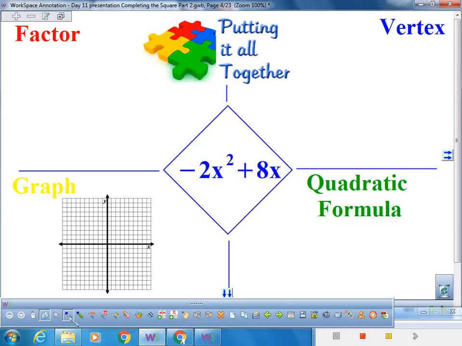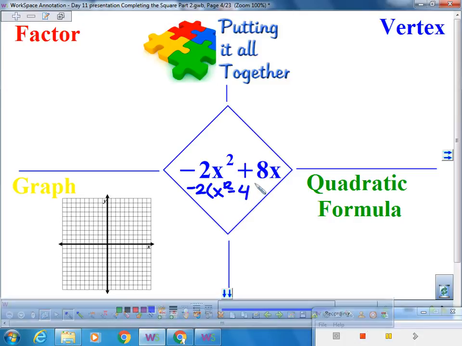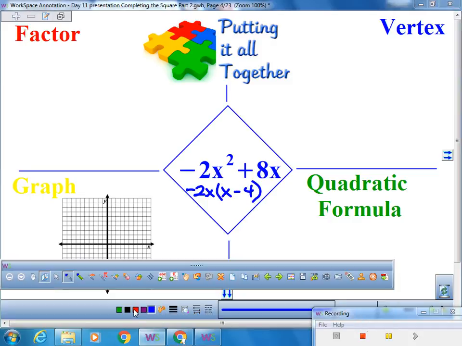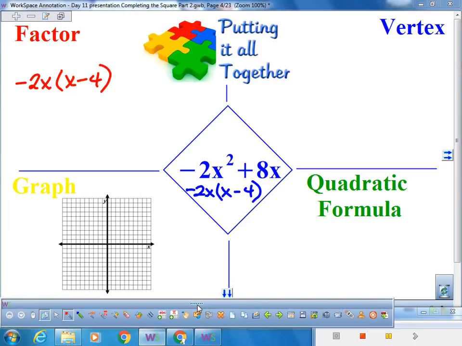GCF. Let's take out that -2. So when I take out that -2, I'm left with x squared minus x squared minus 4. Sorry, I should have taken out -2x. -2x, x minus 4. All right. I should have factored it over here. -2x, x minus 4.